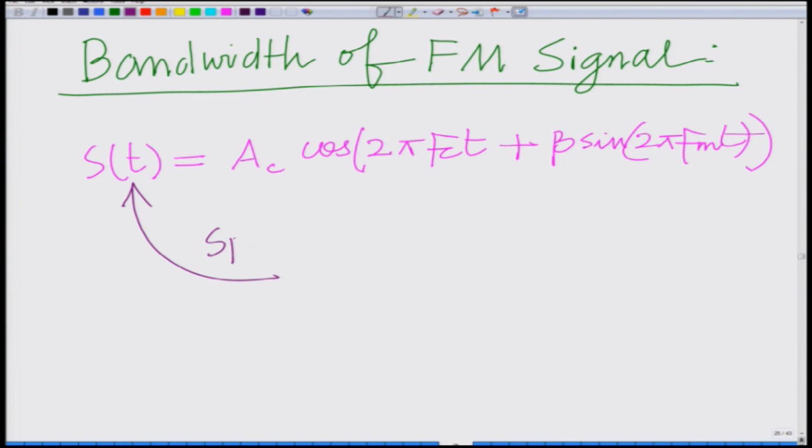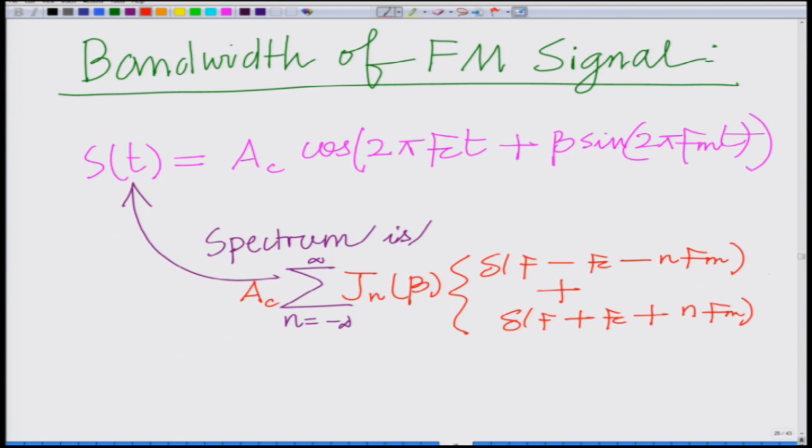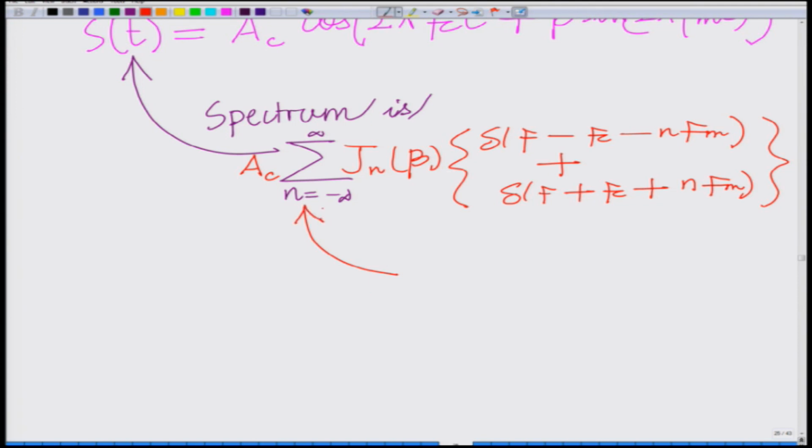Now, the spectrum of this signal we have seen. The spectrum of this FM signal is given as the summation n equal to minus infinity to infinity of Ac times J_n(beta) into delta of (f minus fc minus n fm) plus delta of (f plus fc plus n fm).